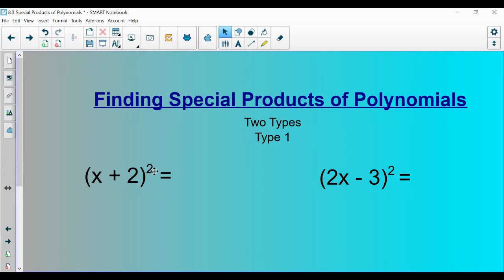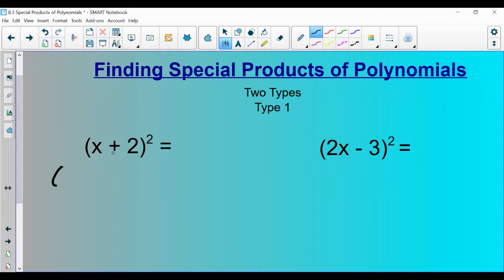One type is where you have something that is being squared, or it could look slightly different. It could look like this, x plus 2 times x plus 2. Both of these things mean the exact same thing. X plus 2 squared means take x plus 2 and multiply it by itself. Hence, you get the statement right here.